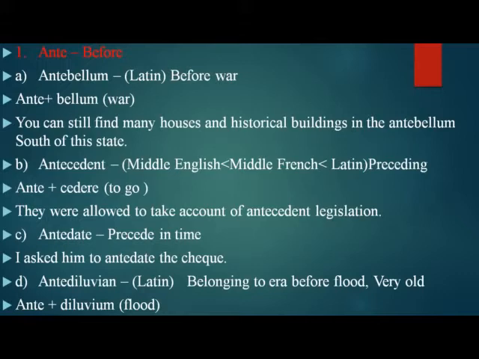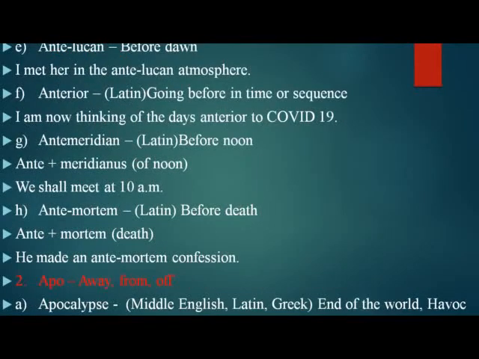And during that time God took an incarnation in the form of a fish, and then he saved the human life. Same kind of reference we find in the Bible as well, that there was a time when there was flood all over this planet. So antediluvian means belonging to the era before the flood. That means very old, extremely old, or primitive. That is what we can say here.